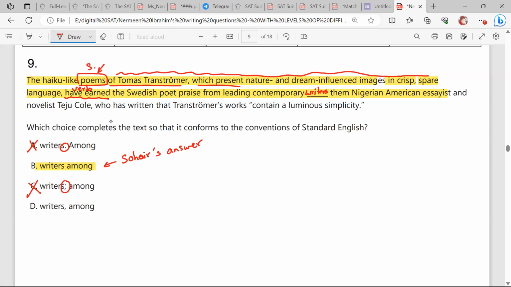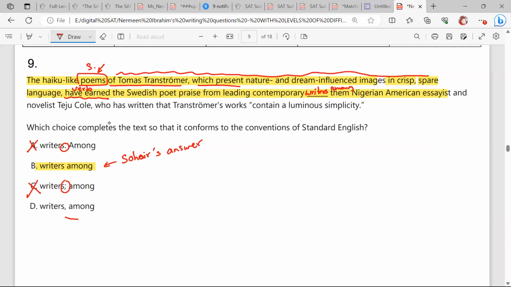Now let's go and complete. Among them, Nigerian American essayist and novelist Teju Cole, who has written that Transtromer's works contain a luminous simplicity. Okay? Now I'm stuck between B and D. Is it clear? Now I got to see among them, Nigerian American essayist and novelist. So here the poems have earned the Swedish poet praise from leading contemporary writers.